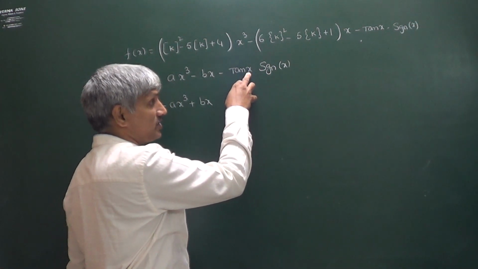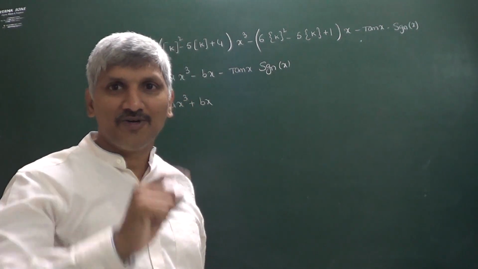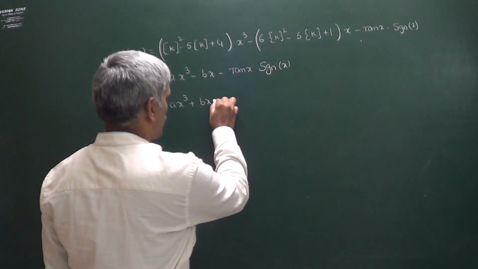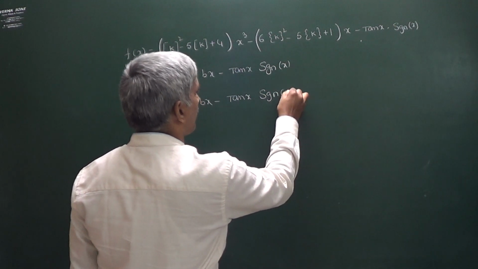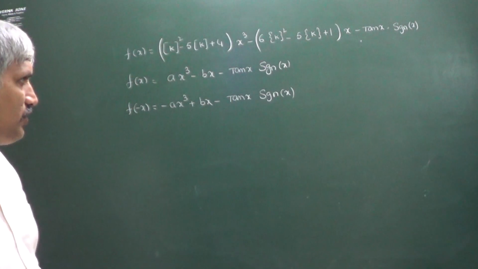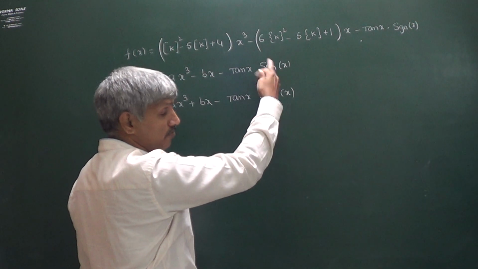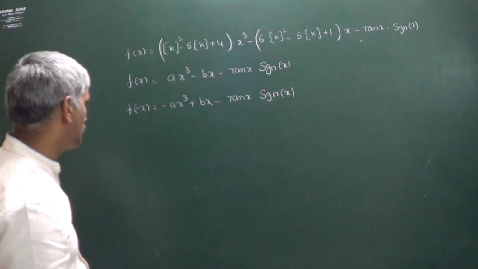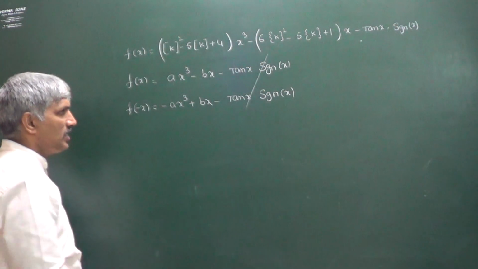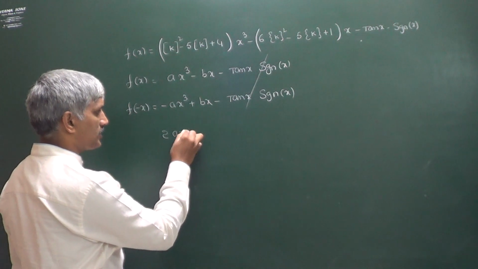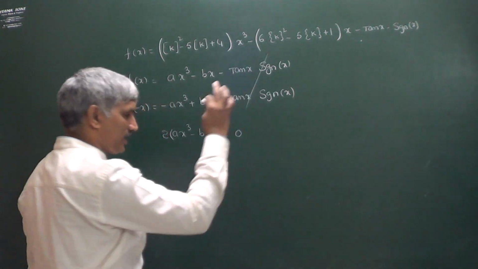So ax cube, in place of x I wrote minus x. Now tan of minus x is equal to minus tan x. At the same time signum of minus x is equal to minus signum x. That's why this is equal to minus tan x into signum x. So f of minus x, we got this because tan of minus x is minus tan x, signum of minus x is minus signum x. That's why minus minus becomes plus. Both are equal. Both are equal means this one gets cancelled. We are getting 2 times ax cube minus bx is equal to 0 for all x.